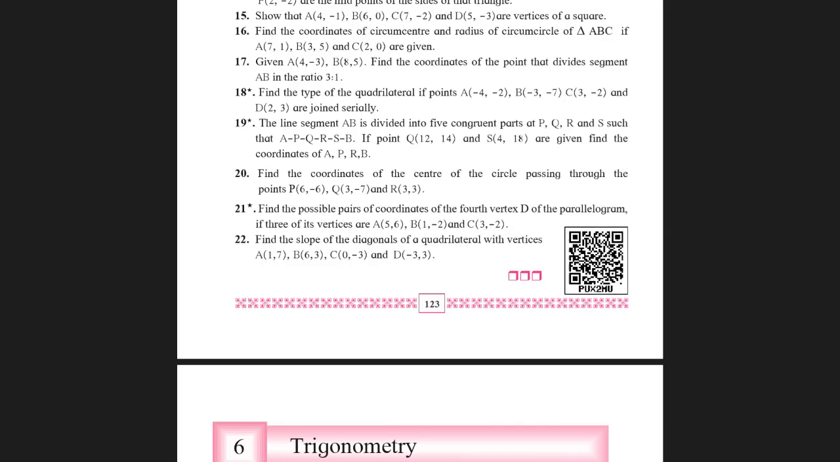Now here children, question number 22 is not there in your syllabus. Okay. And question number 21 is slightly difficult. Some I'll explain to you later. So we'll be doing up to question number 20.